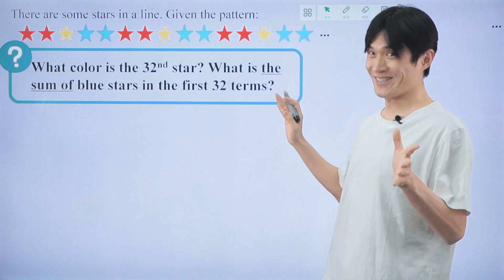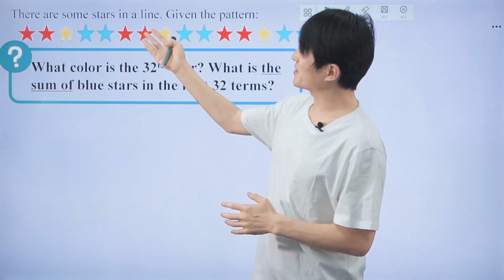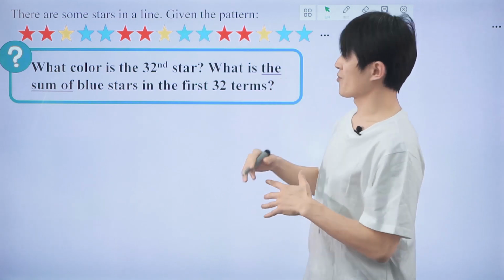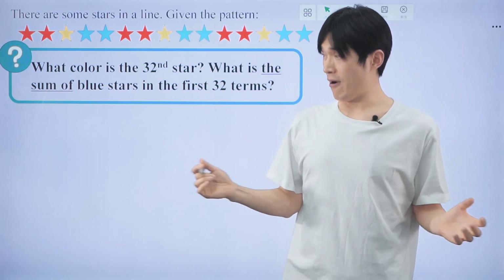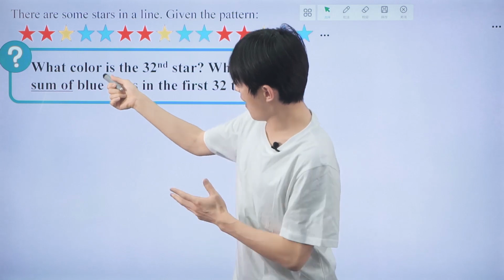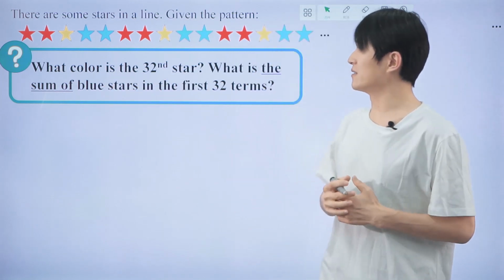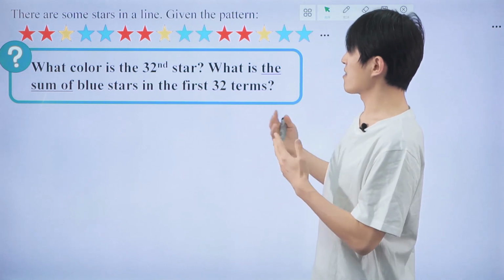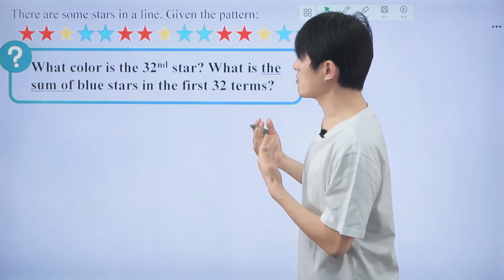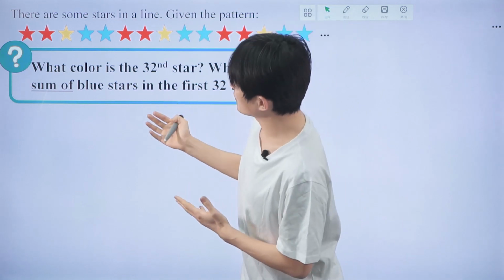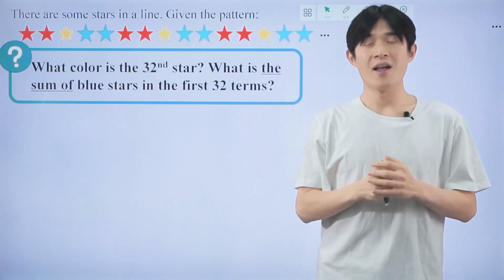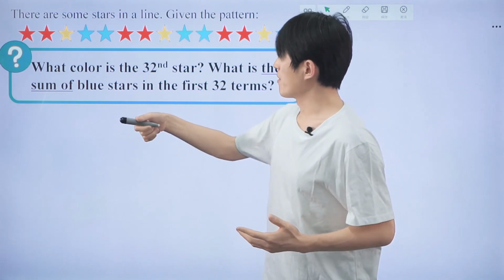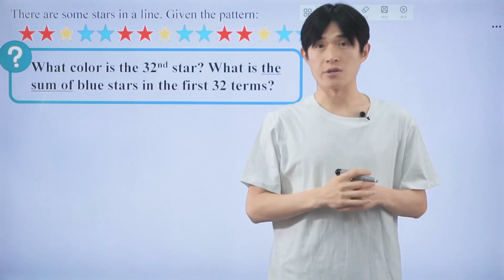Okay, next. There are some stars in a line given the pattern. So there is a pattern, right? And what color is the 32nd star? And what is the sum of blue stars in the first 32 terms? So you need to find the specific color and you need to find the summation, okay? The sum of the blue stars in the first 32 terms.